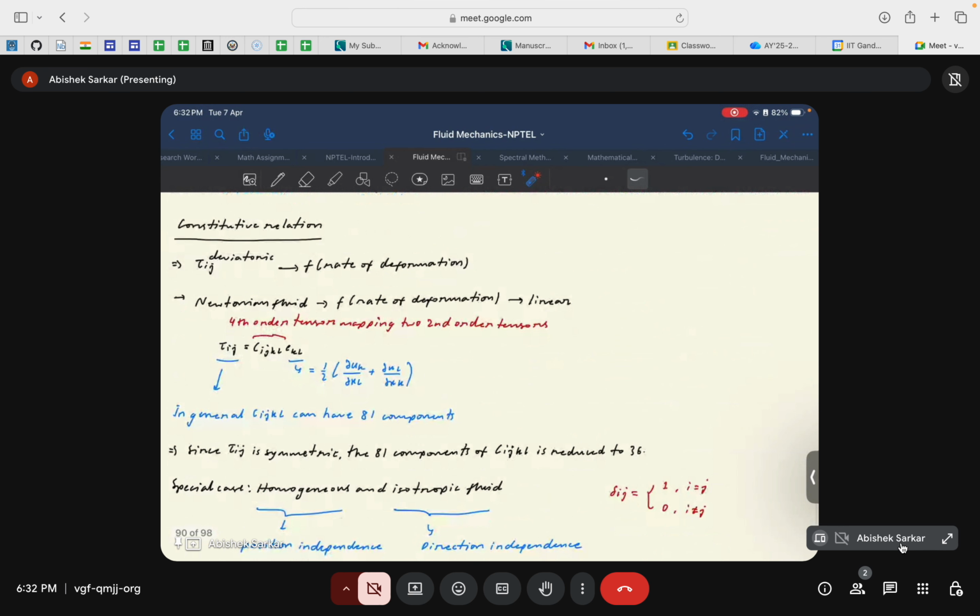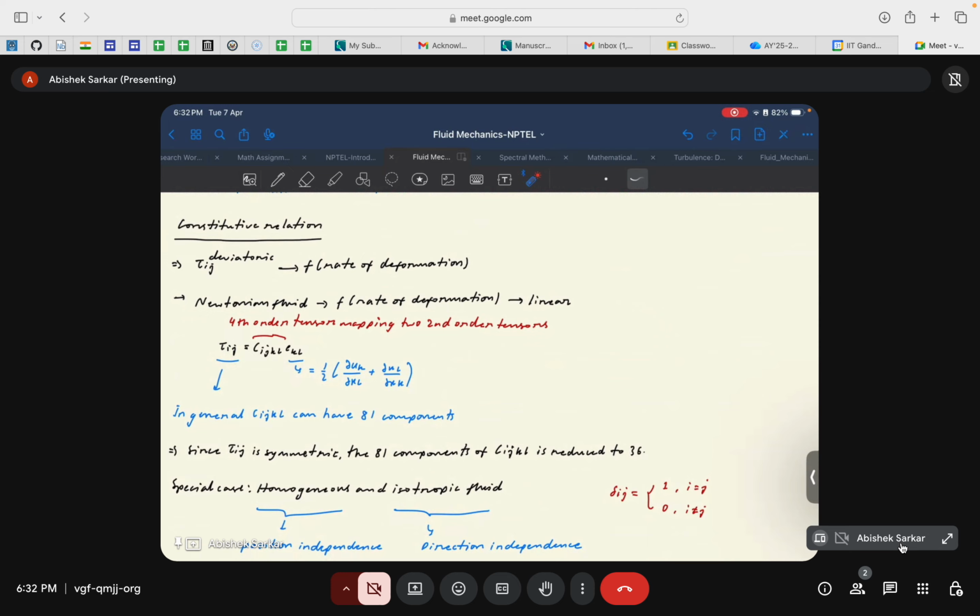Okay. So similarly, now since our tau ij and EKL, that is the shear stress tensor and the velocity gradient tensor, are both second order tensors, to map them we use a fourth order tensor. Okay, so in general, this fourth order tensor, this Cijkl, should have 81 independent components.